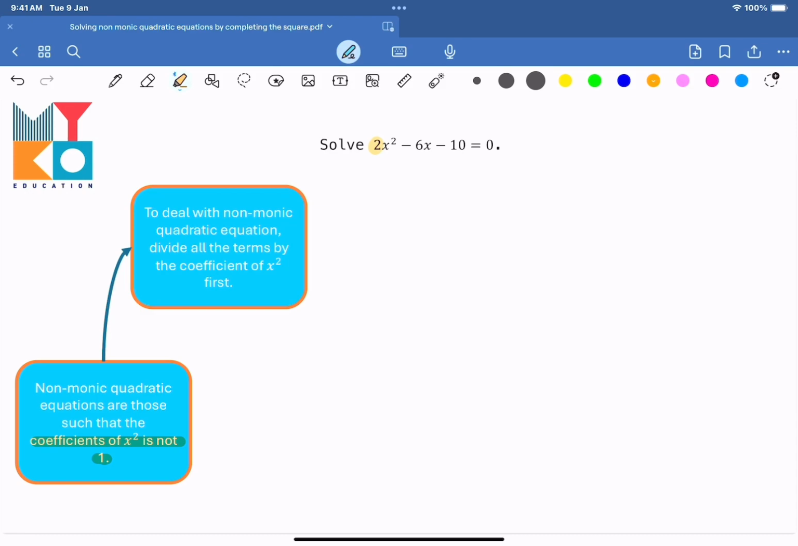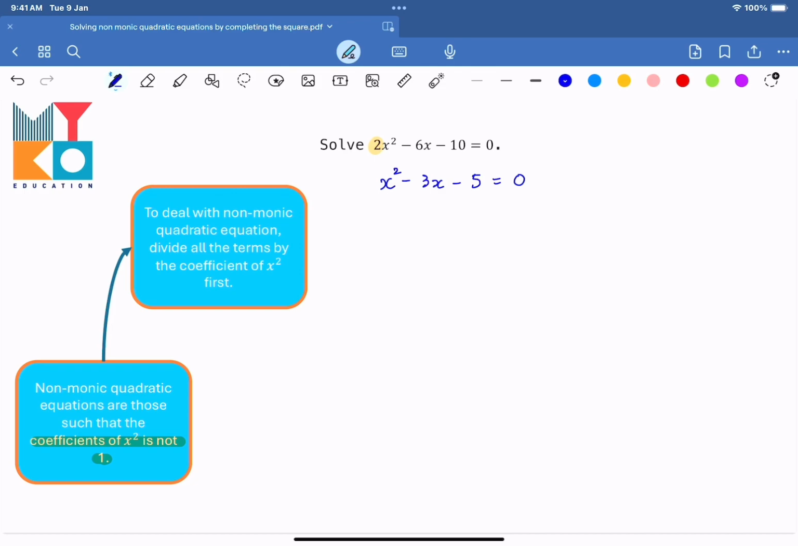Now, how do we deal with non-monic quadratic equations? The first thing that we try to do is to divide every term by the coefficient of x squared. Why do we do that? It's because we want to complete the square later on, and by dividing every term by the coefficient of x squared, you realize that it is actually the same equation as before. You will still have the same solutions as before. It's just that if you sketch the graph, they are different graphs. But having said that, the x-intercepts or the solutions will remain the same.